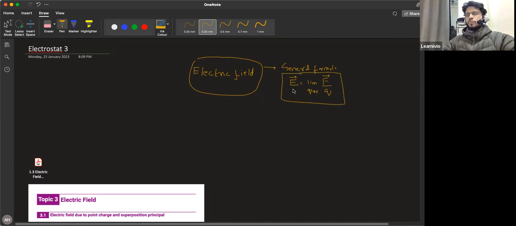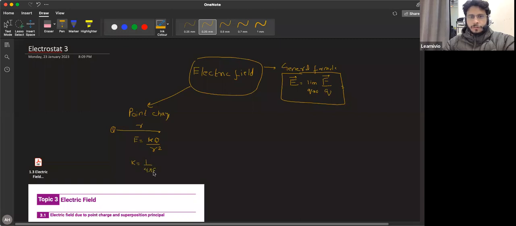It's F by q. This is a general formula. This is valid for all types of configuration. Next, we can derive relations from individual charges, like the relation for the electric field of a point charge. If you have a point charge and you want to calculate the field at a separation r, the expression of the field is kq by r square, where k is 1 over 4 pi epsilon naught.